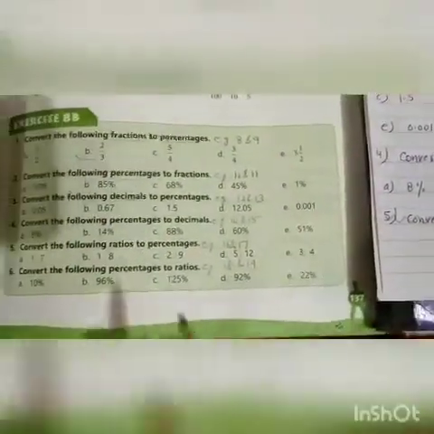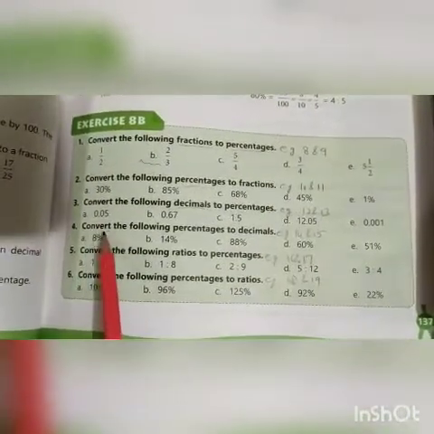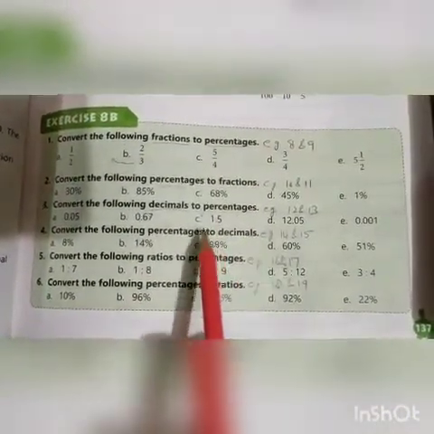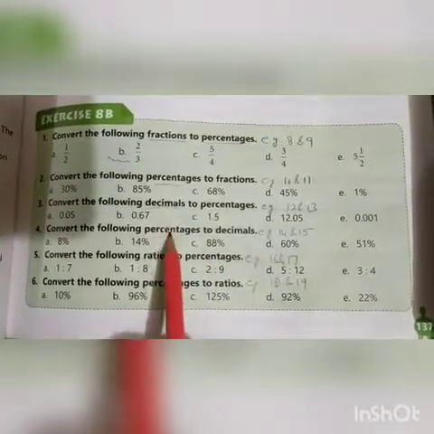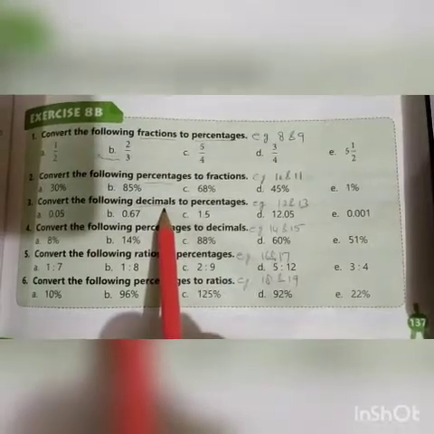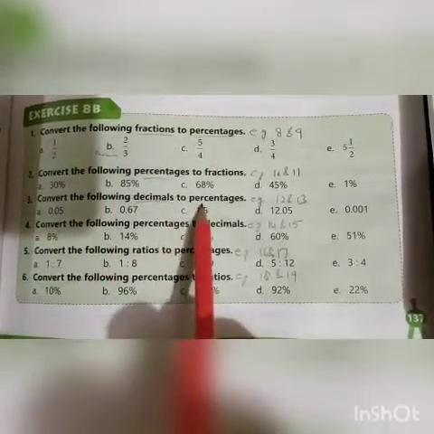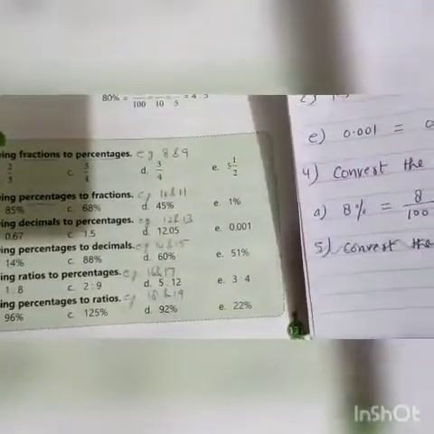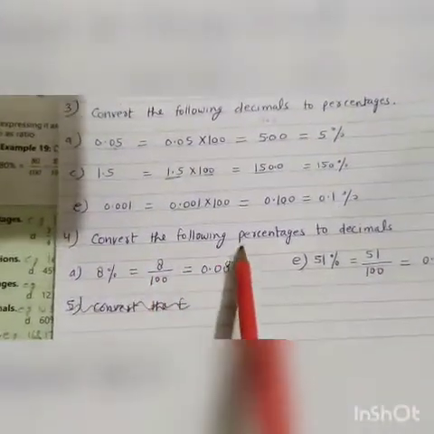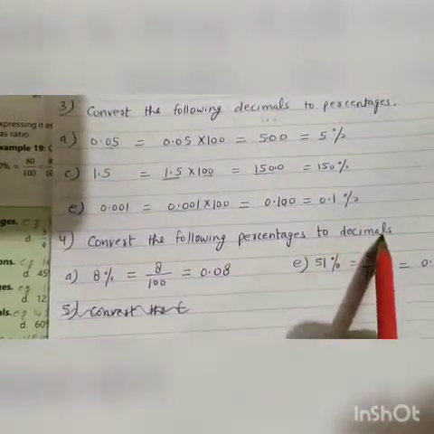Question number 4 is: convert the following percentages to decimals. Now this is the opposite of the third question, vice versa. The fourth question is the vice versa of the third question. Here we converted a decimal number to a percentage. Now we will convert a percentage to a decimal number.